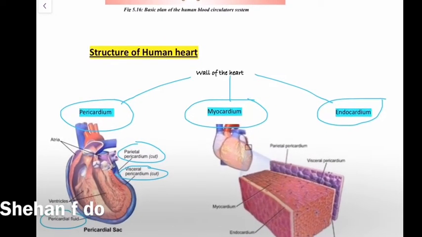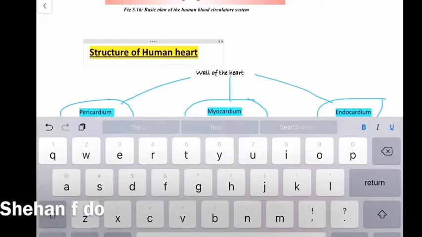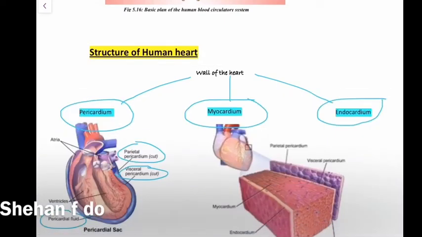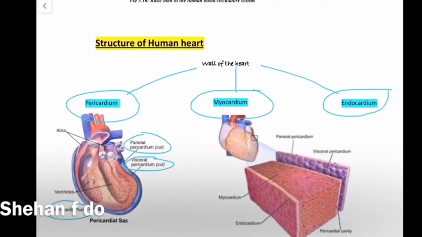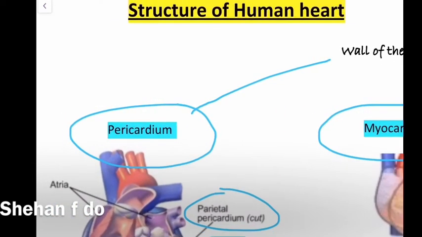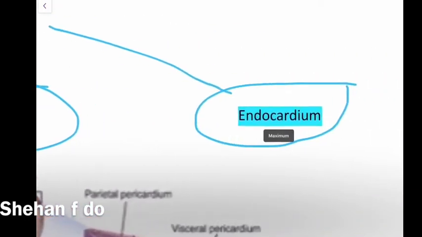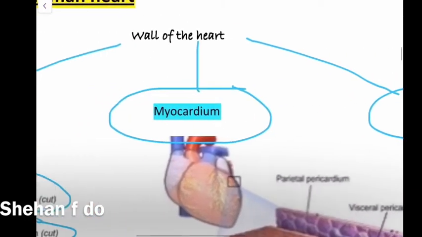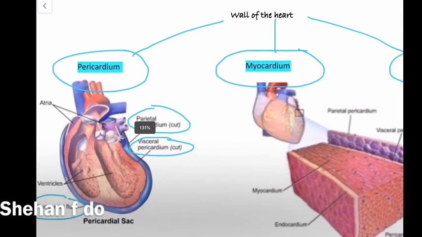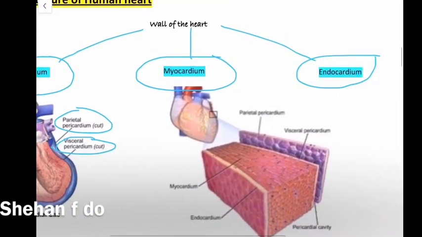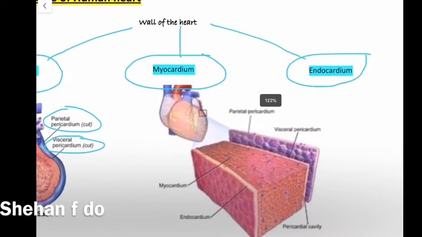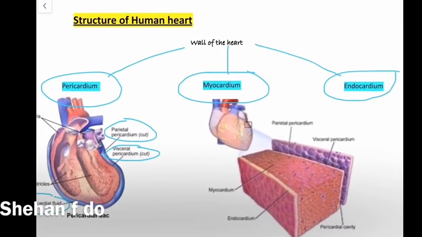So when you consider the walls of the heart, there are mainly 3 layers. We have the pericardium, the myocardium, and the endocardium. The outermost layer is the pericardium, the innermost layer is the endocardium, and between these two there is the myocardium.